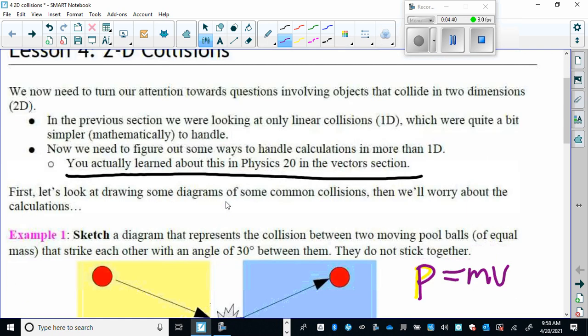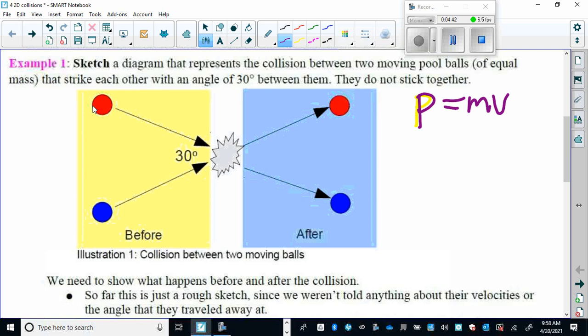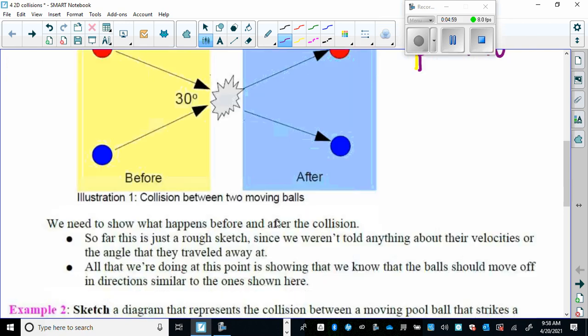You can read all your notes here. Here's an example. We have two balls hitting one another. Before the collision, each of these has a momentum. After the collision, they both have momentum, and the total momentum before equals the total momentum after. That's the conservation of momentum.